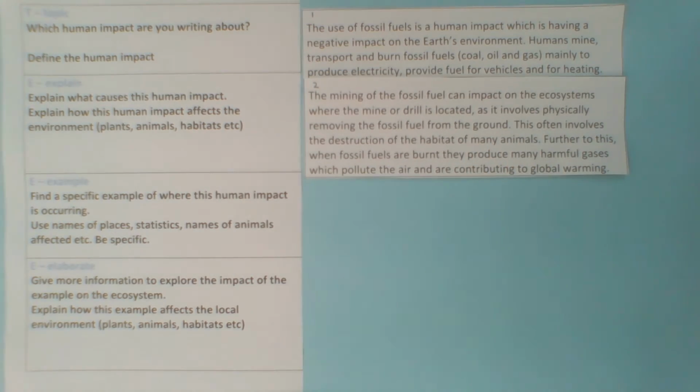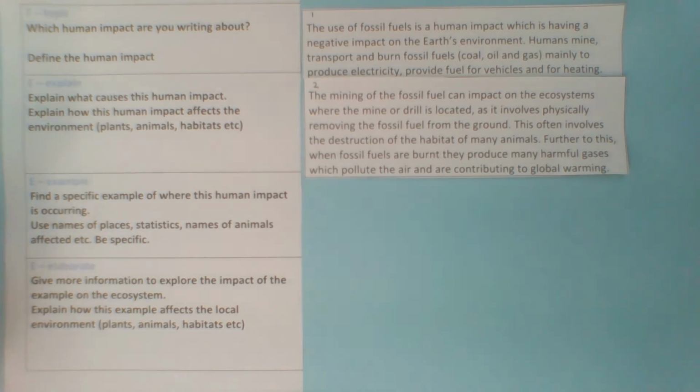And it says, the mining of fossil fuels can impact on the ecosystems where the mine or drill is located, as it involves physically removing the fossil fuel from the ground. This often involves the destruction of the habitat of many animals. Further to this, when fossil fuels are burnt, they produce many harmful gases which pollute the air and are contributing to global warming. I'm not going into any specific examples here. I'm just giving an overview of how this human impact can affect ecosystems in general.